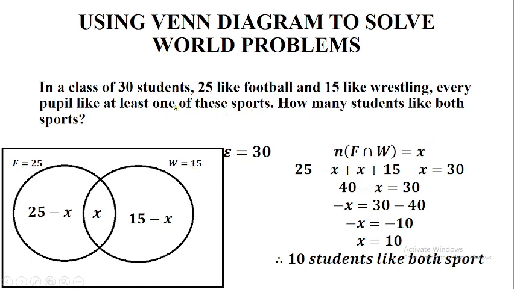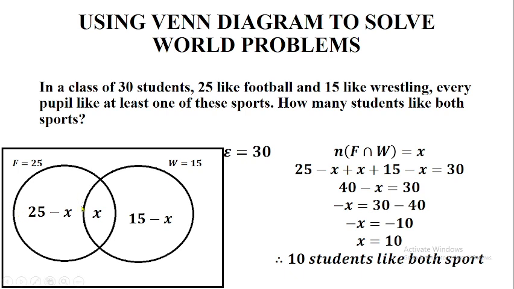Since we don't know the number of students that like both sports, we can represent it with a variable. Here we say the number of students in F intersection W is equal to X. The number of students that like both football and wrestling is X. So that means you have X here.